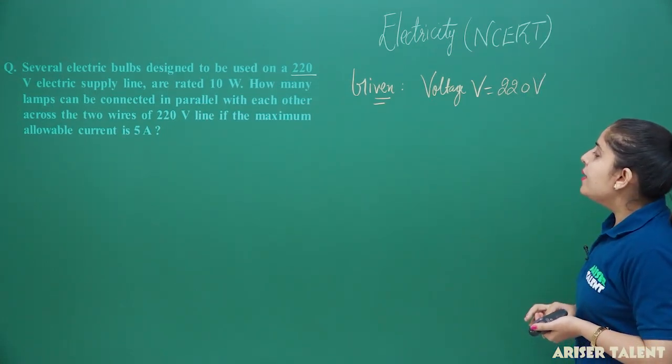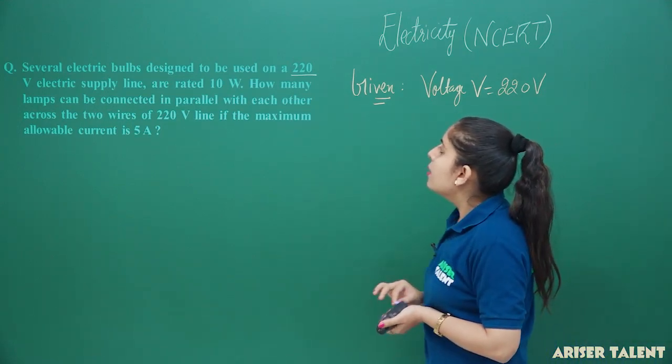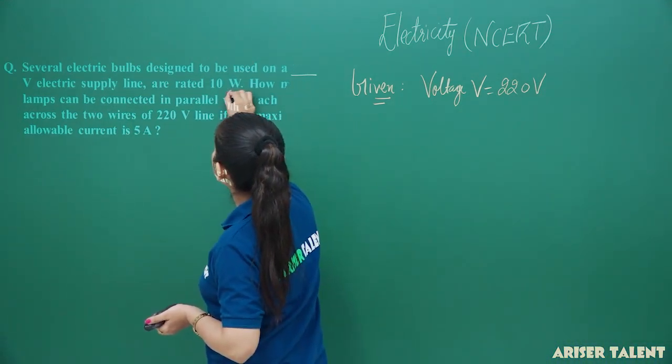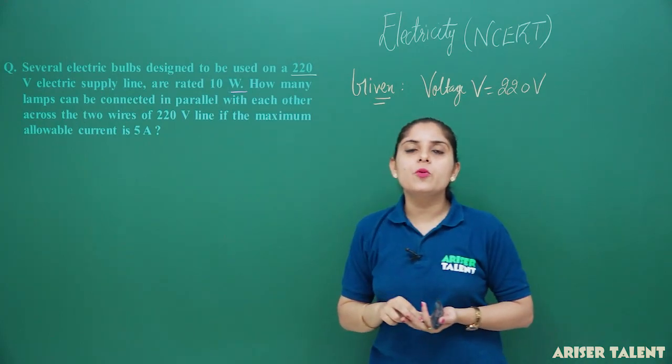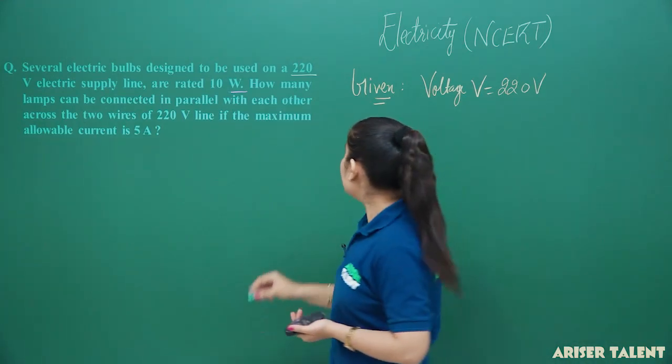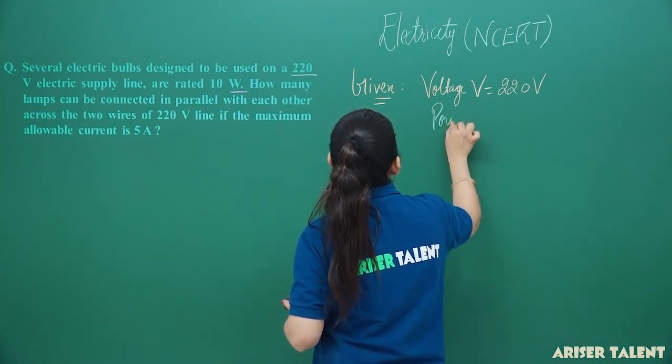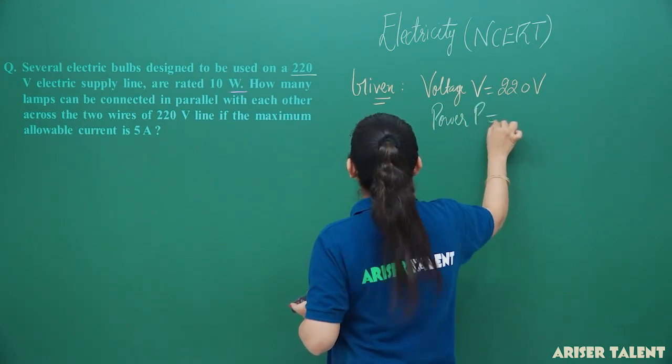Now, the electric supply line is rated 10 volt. 10 volt is the rating, and watt is a unit for power. So you have also been provided with a condition, that is power. The power given in the question is P equal to 10 watt.